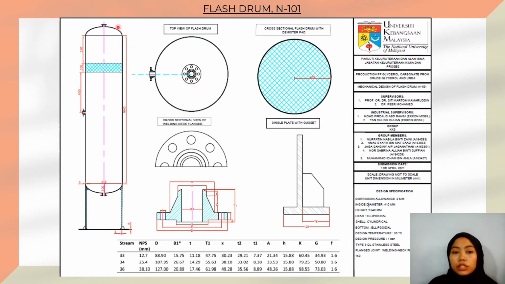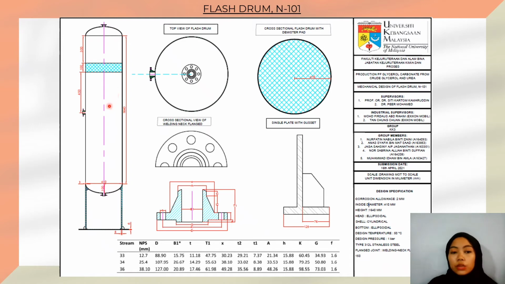The material type for this vessel is stainless steel type 316, since it involves ammonia, which is a quite corrosive material. In the flash drum, there is a demister pad, which is equipment used to remove entrained liquid droplets from a flow of gas. The demister pad is sometimes mounted below the vapor-liquid separator's top vapor outlet. This demister pad helps empty drums by increasing the efficiency of gas-liquid separation.